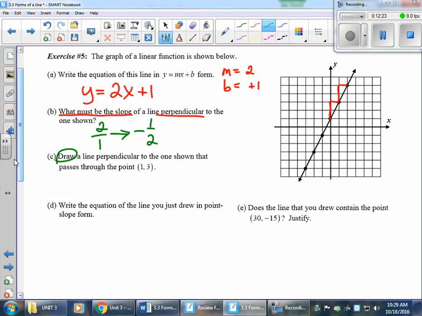Draw a line perpendicular to the one shown that passes through the point 1, 3. So through this point, using the slope of down 1, right 2, down 1, right 2, you can follow it up. Because I do not have a nice ruler on this, I'm going to have to freehand it the best that I can. And ask yourself, make sure you check it. Does that look like it's perpendicular? Sure does.